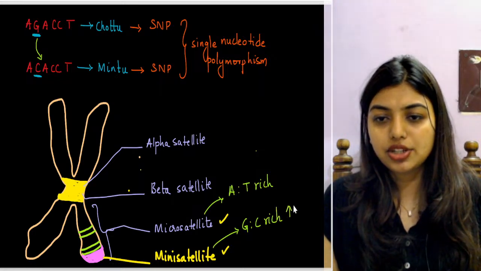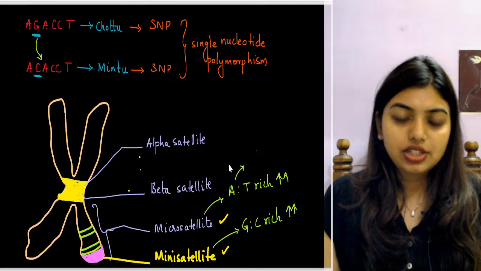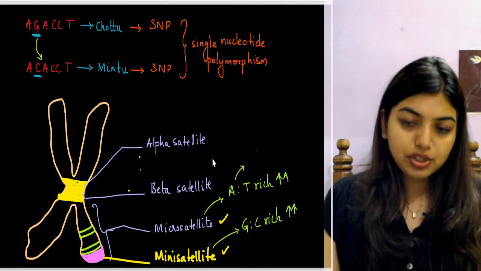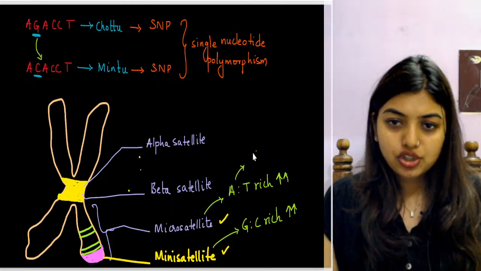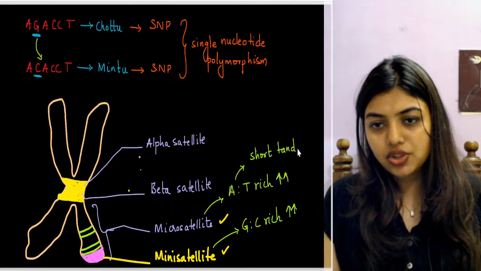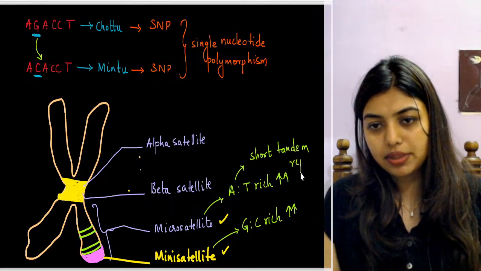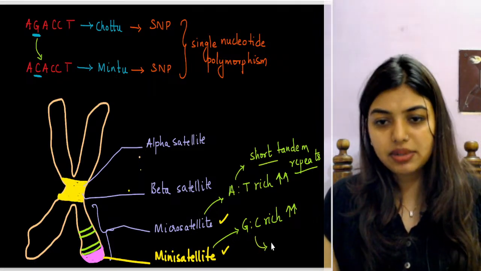So here this is going to be rich, this is going to be rich. Now these regions are going to be short. The microsatellite regions are going to have short tandem repeats. These other regions are going to have VNTR, that is variable number tandem repeats.